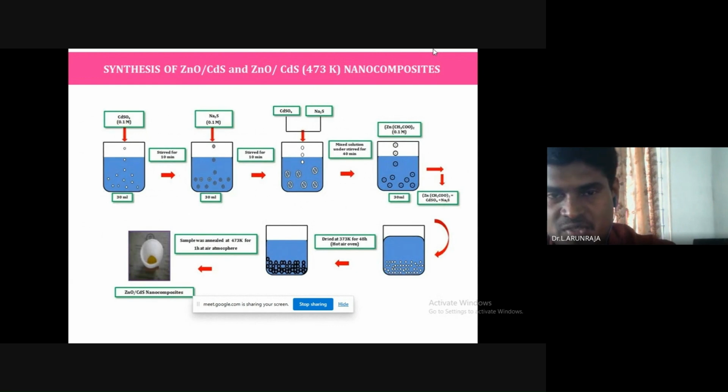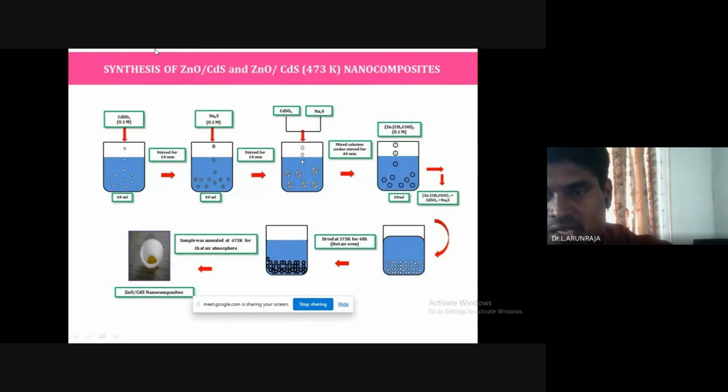Now let us start with the synthesis work. Cadmium sulfide, 0.1 mole, is mixed with 30 ml of deionized water and stirred for 10 minutes. Then sodium sulfide is mixed with 30 ml of deionized water and stirred for 10 minutes. After that, the cadmium sulfide and sodium sulfide are stirred for 40 minutes. Finally, zinc acetate is mixed with 30 ml of deionized water.